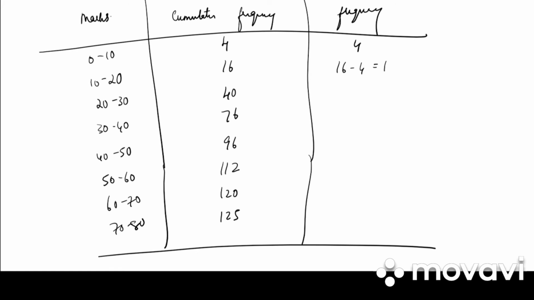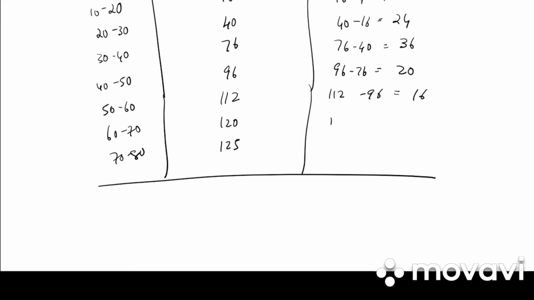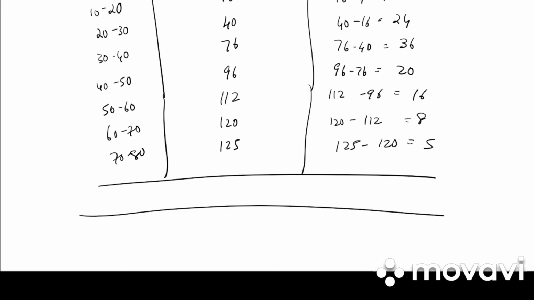Then we have 16 minus 4, 12. 40 minus 16, 24. 76 minus 40, 36. 96 minus 76, 20. 112 minus 96, 16. 120 minus 112, 8. 125 minus 120 is 5. So what is summation F, or it can also be N? It is 125.